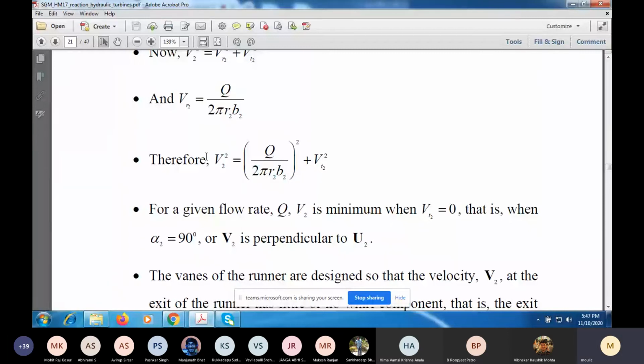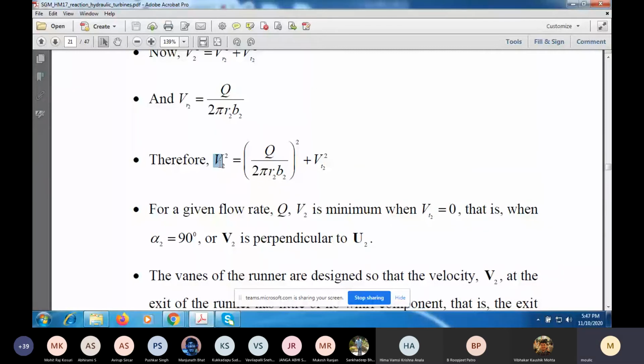And you want V2 to be minimum. V2 cannot be 0 actually, but VT2 can be 0. So when VT2 is 0, you will have the minimum V2 for a given flow rate. For a given flow rate, this first term on the right hand side here is constant. And since this is non-negative, only when VT2 is 0, you will have V2 at its lowest. So when will VT2 be 0?